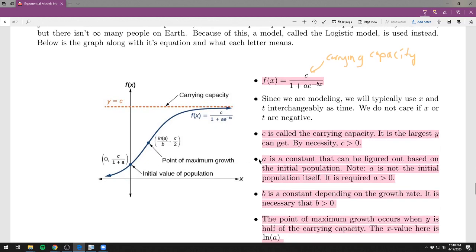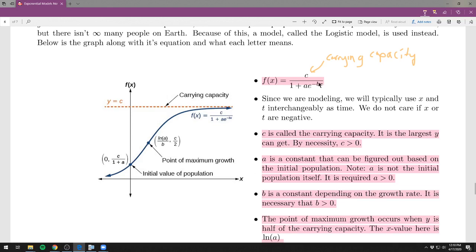All right, A is another number here. It's going to be positive. It's not necessarily the initial amount. In fact, it very rarely will be, because the initial value is given by this weird looking formula when you plug in x is 0. But it is often used to figure out the initial population. Or if you know the initial population, then you can figure out A. But we keep that positive as well.